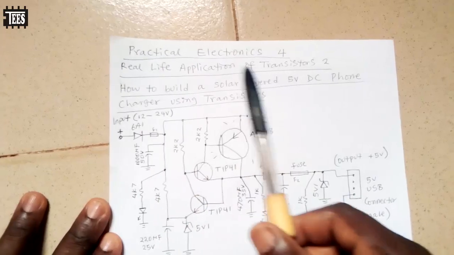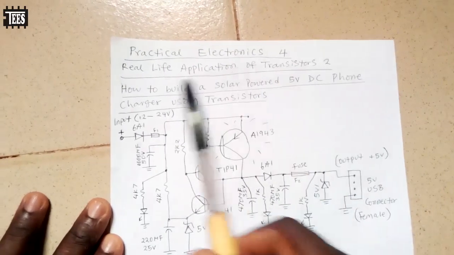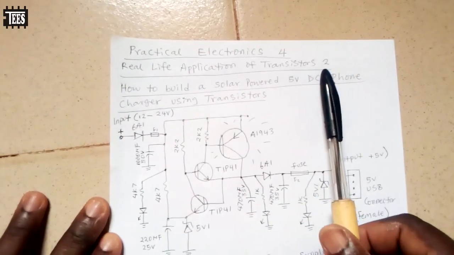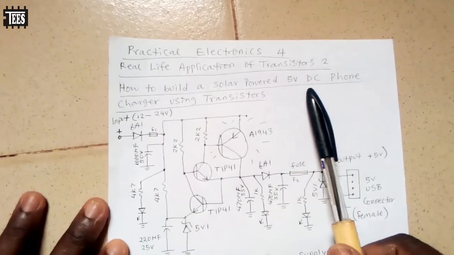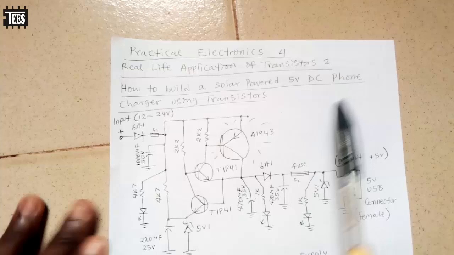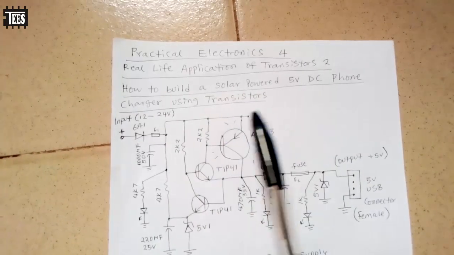Welcome to Practical Electronics 4, Real Life Application of Transistors Part 2: How to Build a Solar Powered 5V DC Phone Charger Using Transistors.